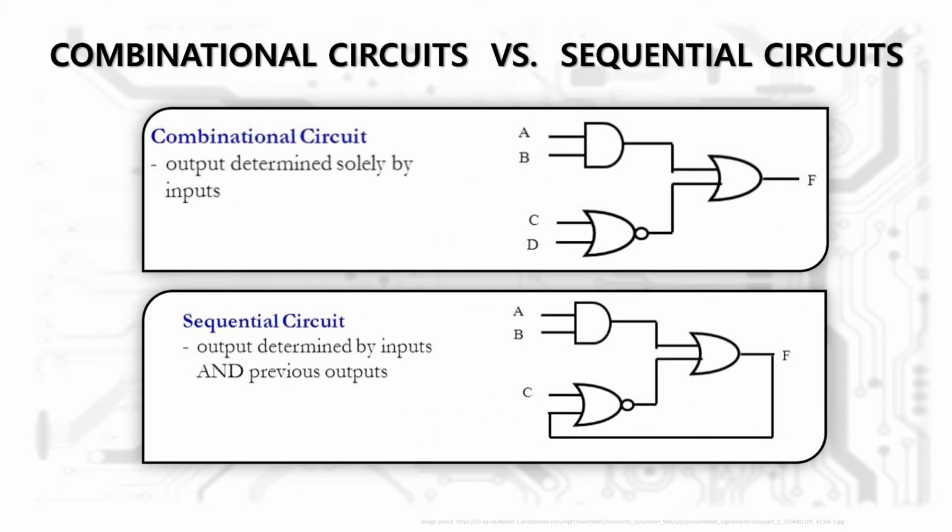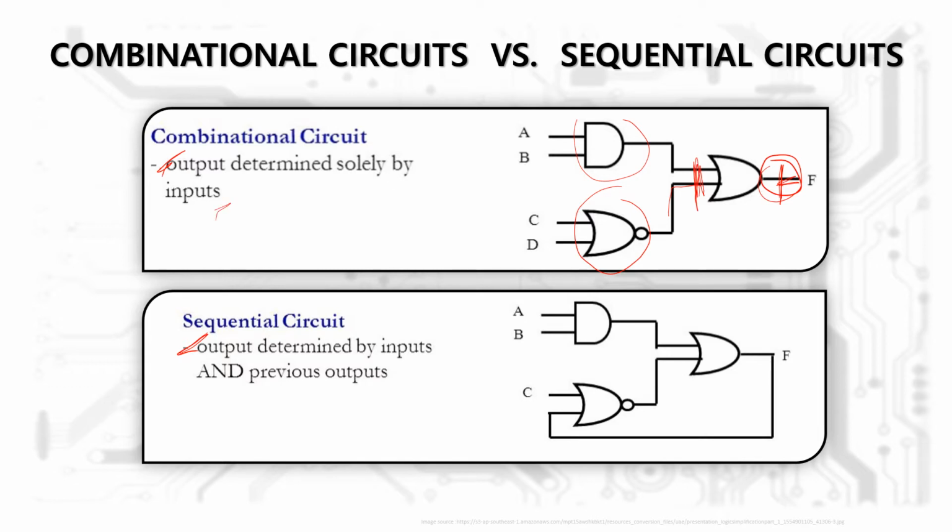In the diagram, combinational circuit and sequential circuit. In a combinational circuit, I have these two inputs, right? And this is my output. So I can say that this is my input and this is my output. Whatever I input, based on that I'll get the output. So fine, output is determined solely by the inputs only.